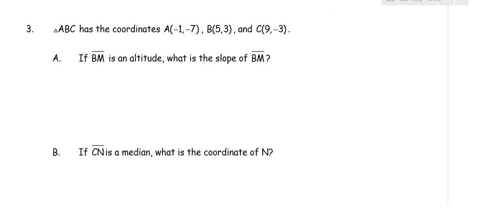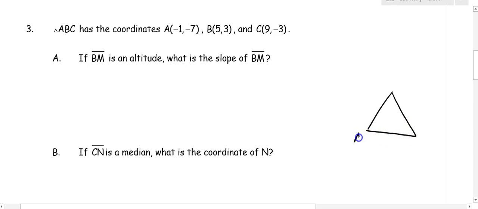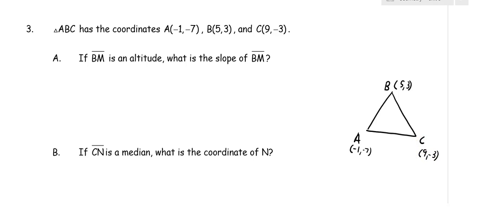Number 3, triangle ABC has the coordinates A at negative 1, negative 7, B at 5, 3, and C at 9, negative 3. So we're going to draw our little triangle off to the side of ABC, and I'm going to label the points. So A is negative 1, negative 7, B is 5, 3, and C is 9, negative 3. In part A it says if BM is an altitude, what is the slope of BM? So from B to M, remember that an altitude makes right angles. So we want to know what the slope of BM is.